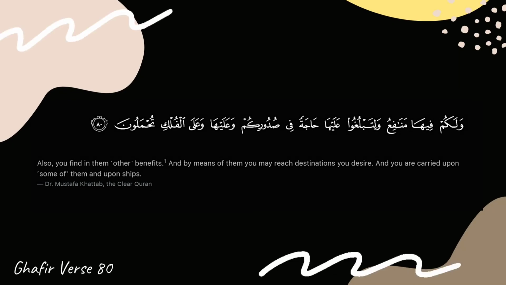Next, Surah Ghafir, verse 80. Also, you find in them other benefits, and by means of them, you may reach destinations you desire, and you are carried upon some of them and upon ships. Actually, in this verse, many ulama say that the livestock stated is camel, but we can also relate our species today, annelids, to this verse. As we can see in the slide, there are a lot of benefits of annelids to humans, such as in medicine, or as bait, or even as an indicator of water pollution. Each creature in this world has been created to benefit each other.